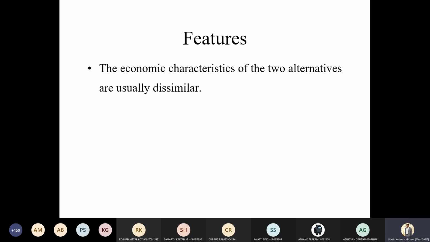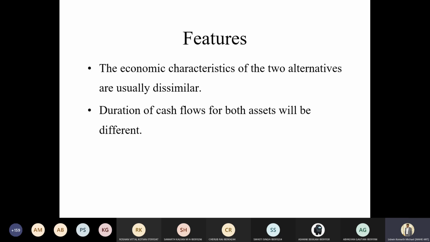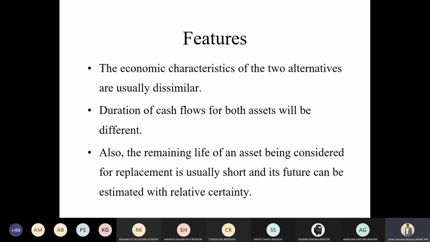Now, there are certain features in replacement. The economic characteristics of the two alternatives are usually not similar. The life of the asset, the Challenger as well as the Defender. Defender is an old equipment, Challenger is a new one. The life is not the same. The operating costs are not the same. The salvage values are also not the same, right? So the duration of the cash flows for both assets will be different. They won't be the same. The remaining life of the asset being considered for replacement usually is short and its future can't be estimated with relative certainty. So this is about the features of the Defender as well as the cash flow.